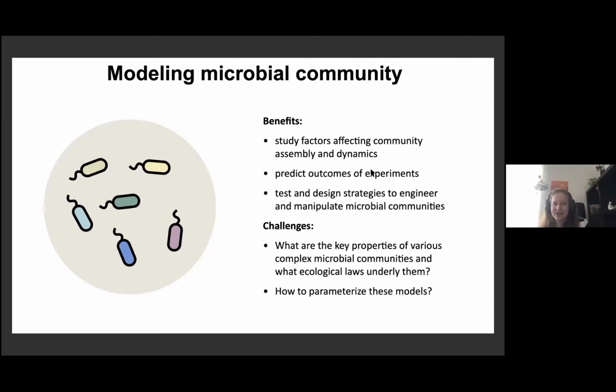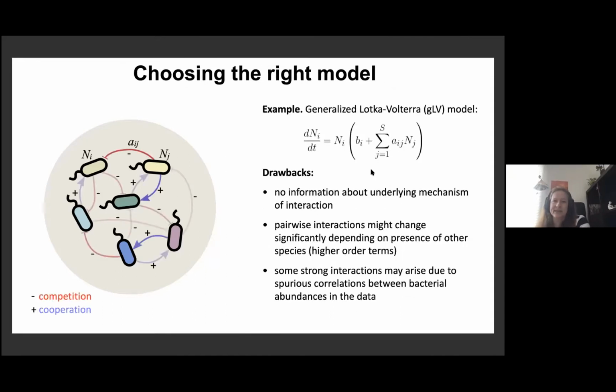But the key challenges to develop those models are to actually define what processes might underlie those properties of microbial communities, how to describe them as a set of rules or ecological laws, and where to get all those parameters to put in those laws. And to start with, the simplest way to describe microbial communities is to just take species into account and then define some interactions between them.